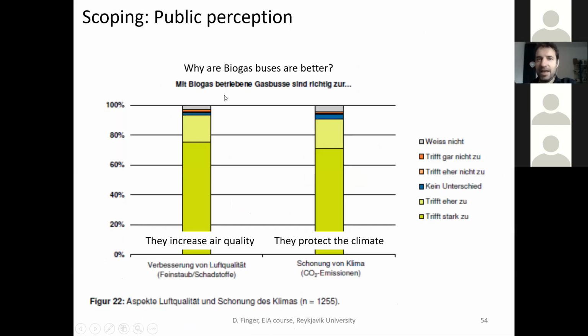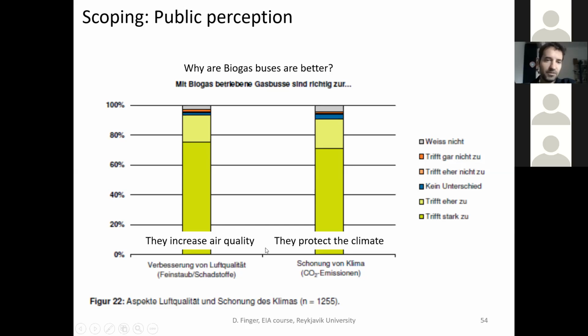So what we did then, we did a scoping exercise where we tried to identify what the main concerns of the citizens using the buses are. And by far the biggest concern for the citizens was that they protect the environment and that they increase air quality in the cities. So this was very interesting for us, because then we could focus on the emissions of the bus.